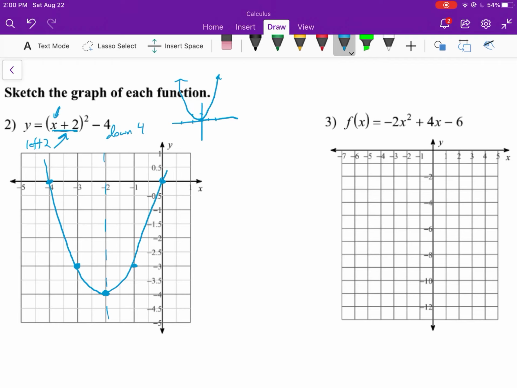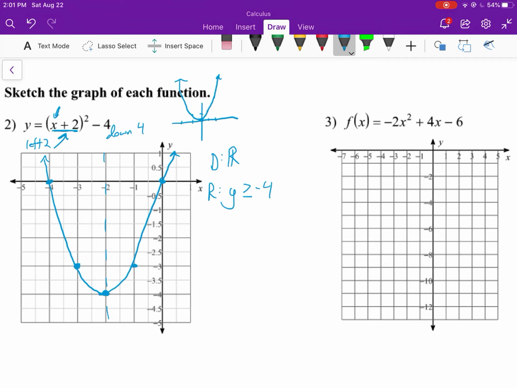A couple things about the parabola. The domain is the real numbers, and the range is y is greater than or equal to this y value here, so -4. All right, so that one was already in vertex form, nice and easy to graph.